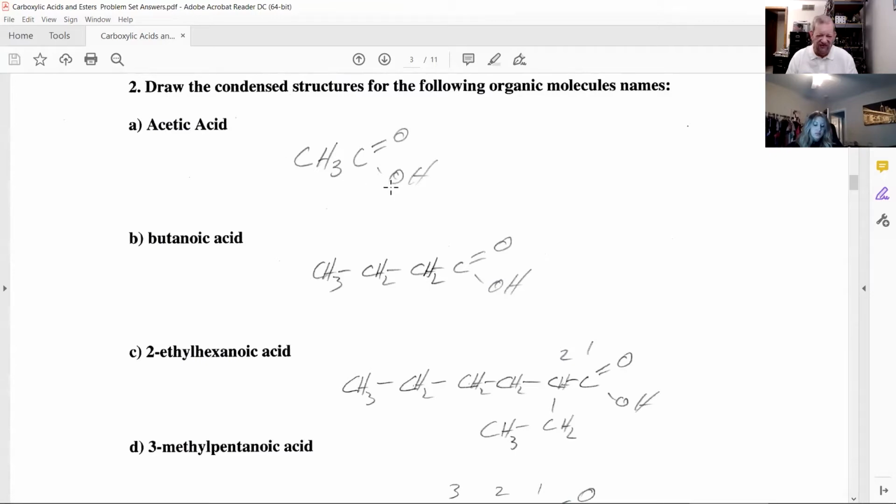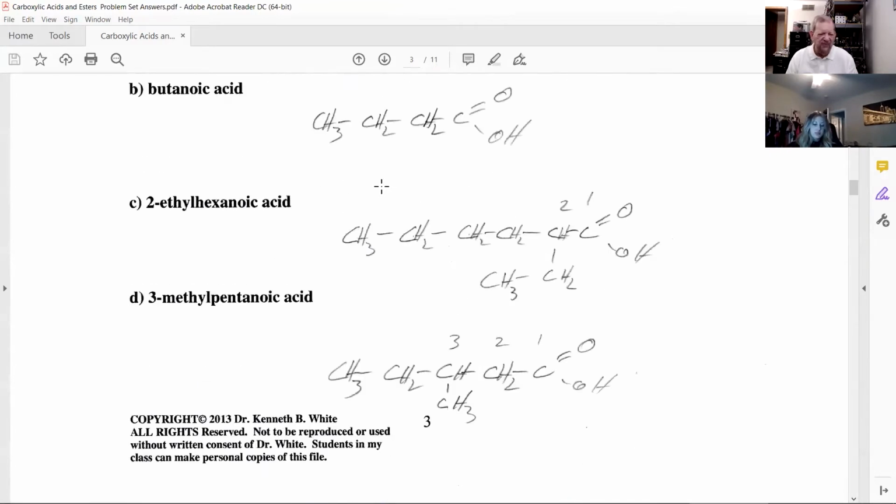A is acetic acid, which I already talked about. Let's look at C. How do you know what to do to decode this? Well, you start from the right, move left. Hexanoic acid, a carboxylic acid. If that were hexane, six carbons, 1, 2, 3, 4, 5, 6, carbonyl, hydroxyl group, and on carbon two is an ethyl group.